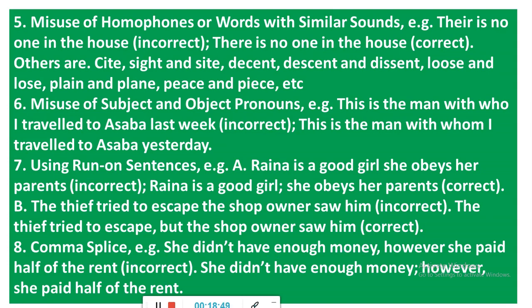We can use a semicolon in an expression like this. So you can see the correct version. She didn't have enough money, semicolon. However, comma, she paid half of the rent. So, this is the way to write. And here we are dealing with writing skills.